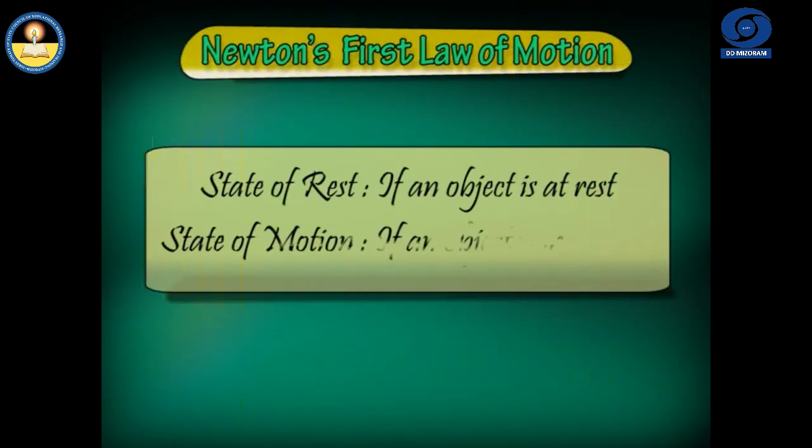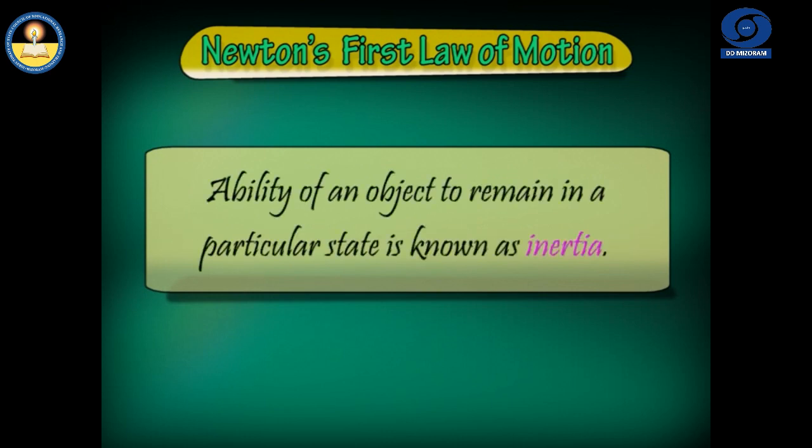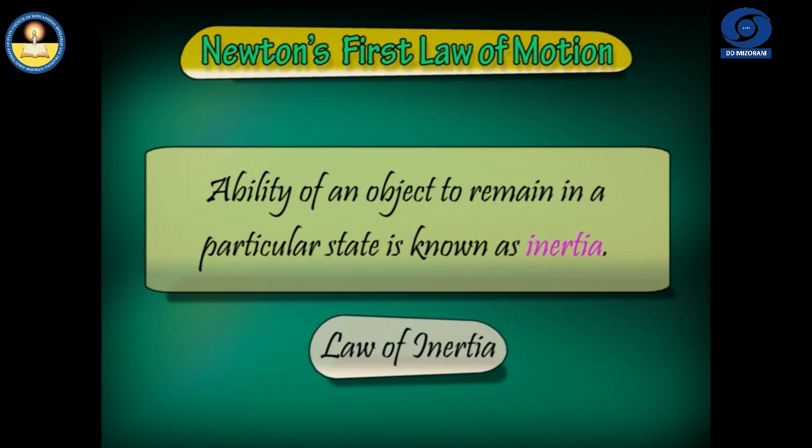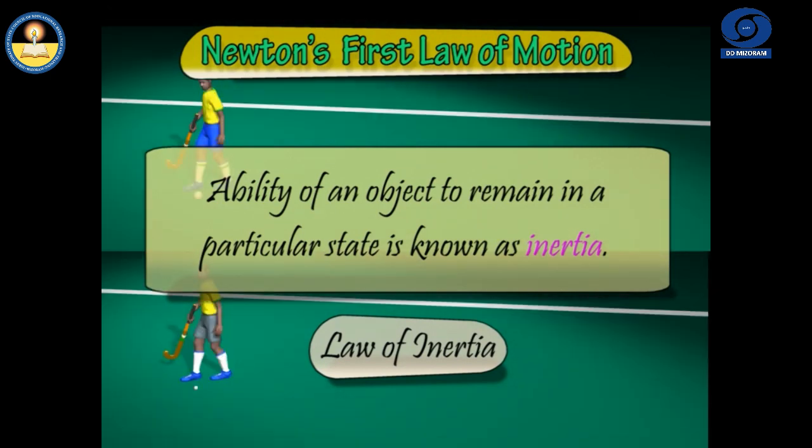Both the states of motion indicate an important property of matter, to oppose any change in the state of their motion or rest. The ability of an object to remain in a particular state is known as inertia. Thereby, Newton's first law is also known as the law of inertia. In general, inertia is a measure of the response of an object to an external force.